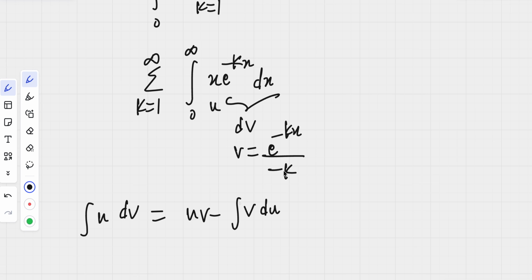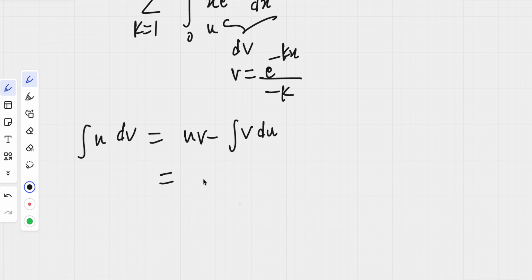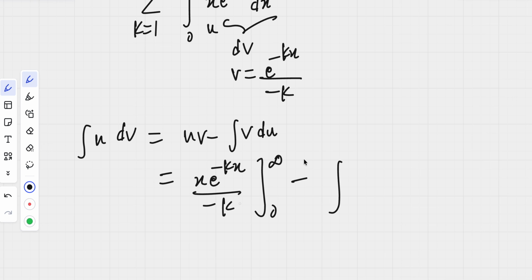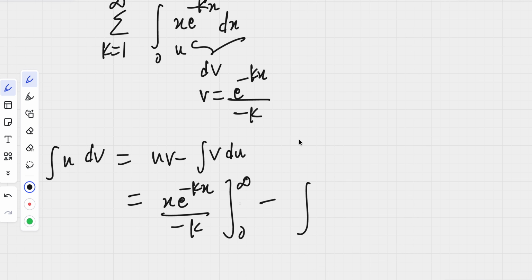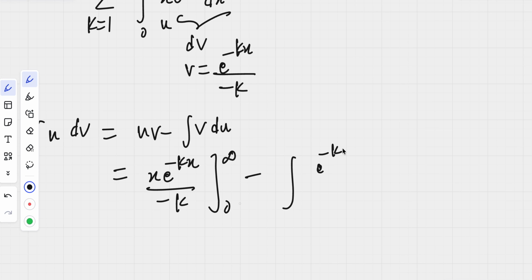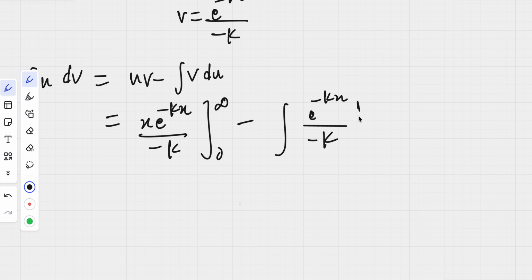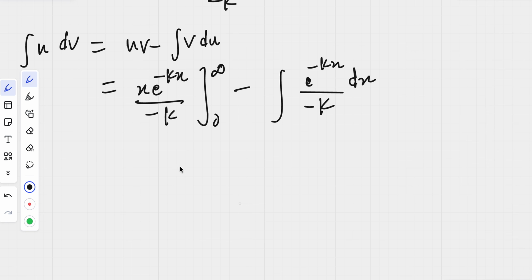So your v becomes e^(-kx) by minus k, and your u dv becomes uv minus v du. So your uv is actually x e^(-kx) by minus k, and you apply the limit, so 0 to infinity minus v du. So v is this thing, e^(-kx) by minus k, and then du is 1 only, so it's just dx, right? So du is actually dx, right? Okay. Now this thing is actually e^(-kx) by k square. So you apply the limits here as well.